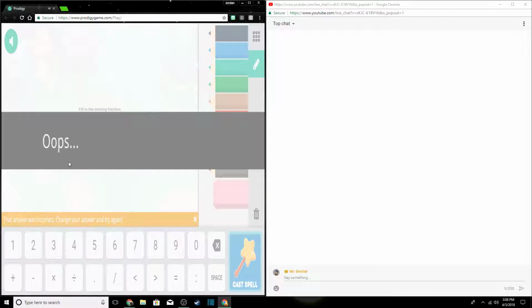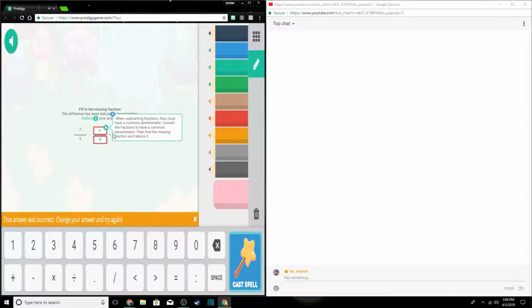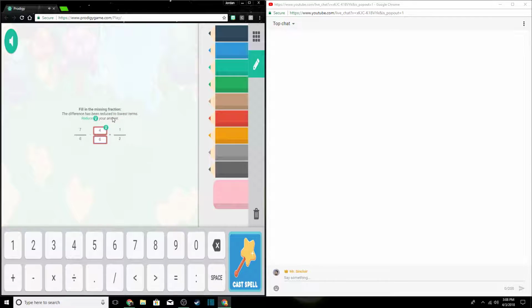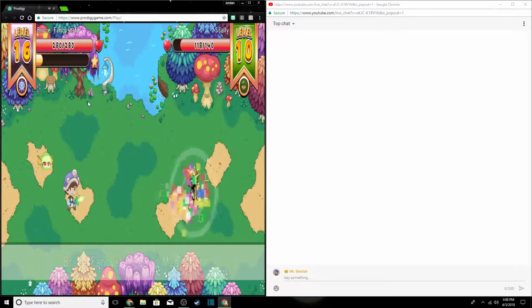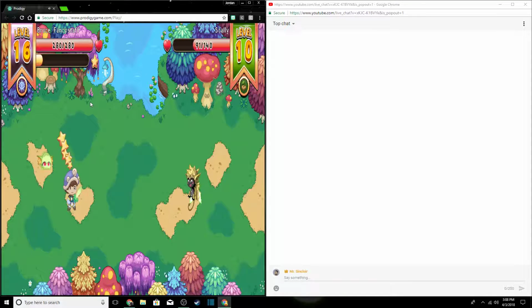What? It's not? When subtracting fractions, they must have a common denominator, which we did. Convert the fractions. Oh, wait a minute. Hang on a sec. Those terms reduce your answer. So I need to reduce mine too. So 4/6, making it smaller, is going to be 2/3, because it says to reduce your answer as well. Did some 49 damage. Very nice.